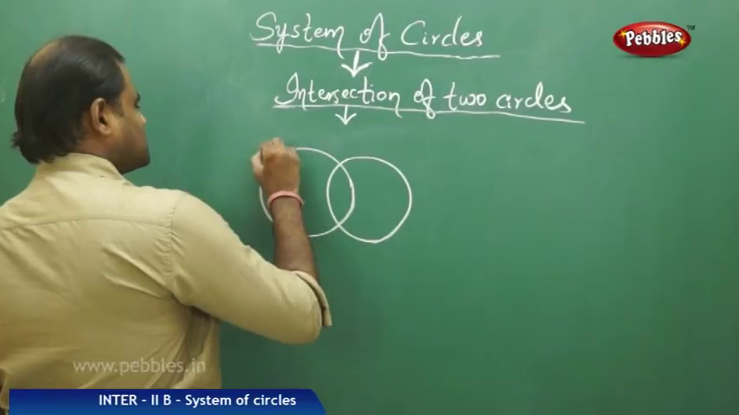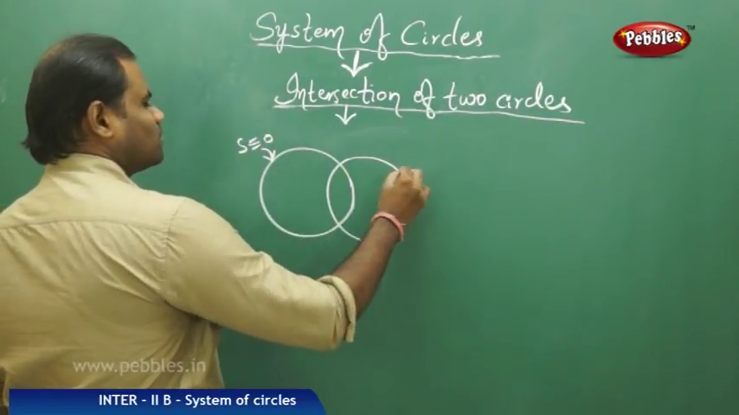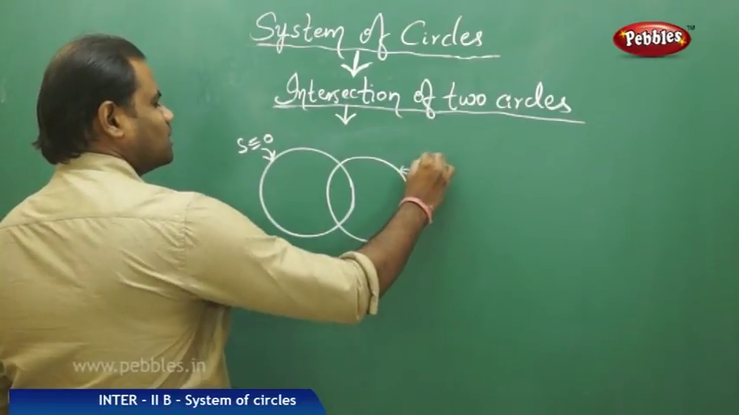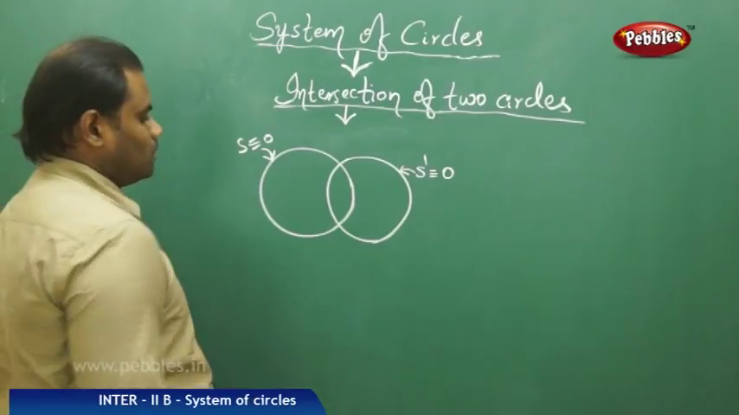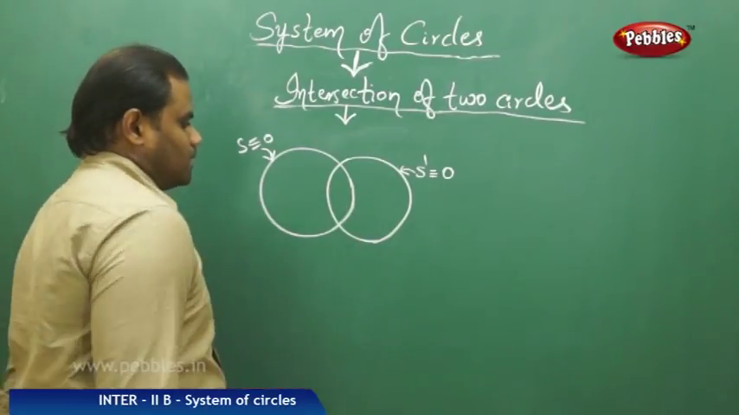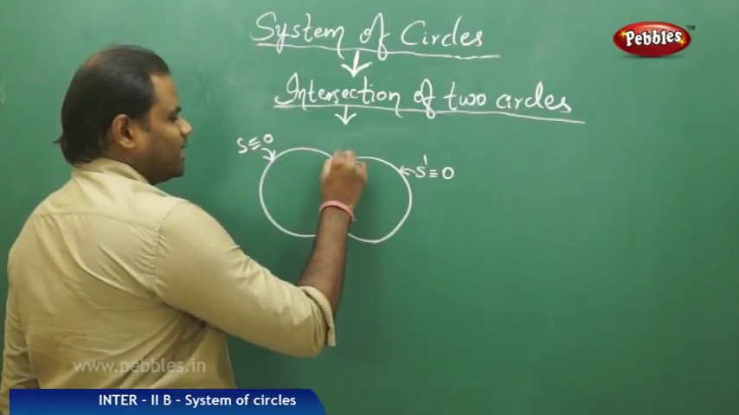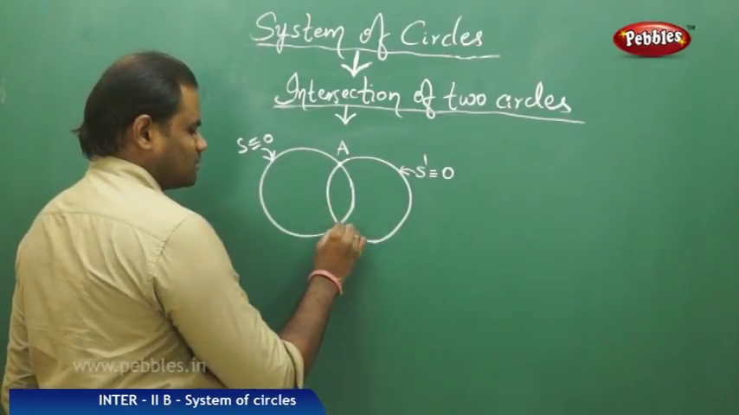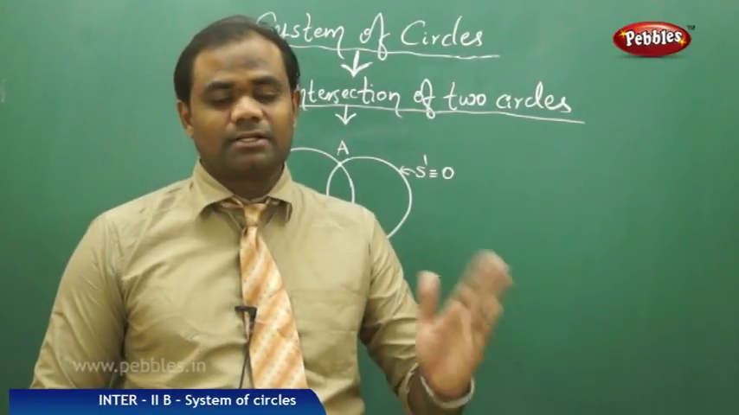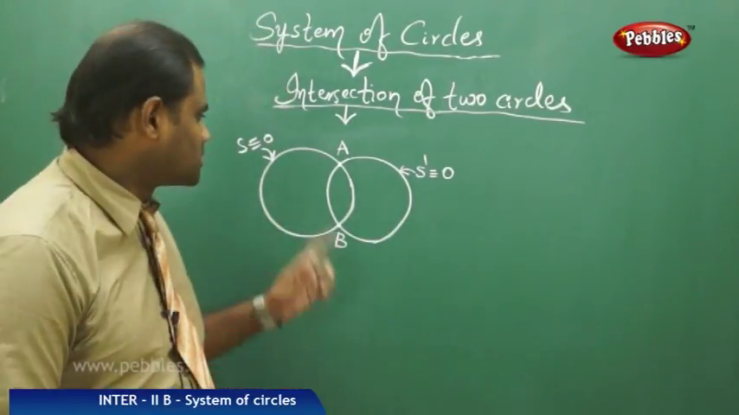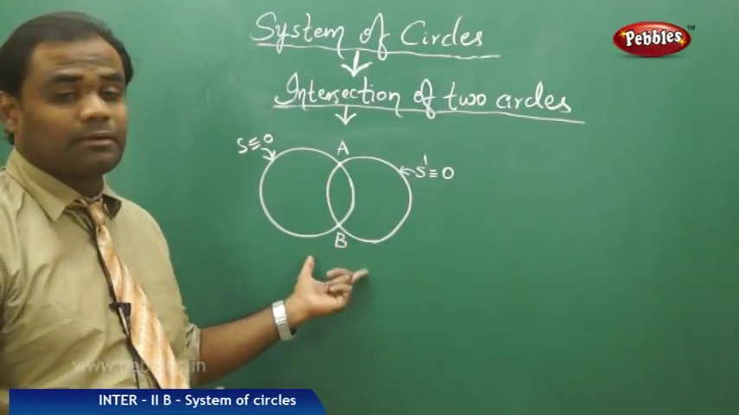So let me say the equation of this circle is S = 0, and the equation of this circle is S' = 0. Now, suppose the points of intersection of the two circles are A and B. As in the previous case, the intersection of a line and a circle gave A and B; in this case, two circles intersect to give the points A and B.